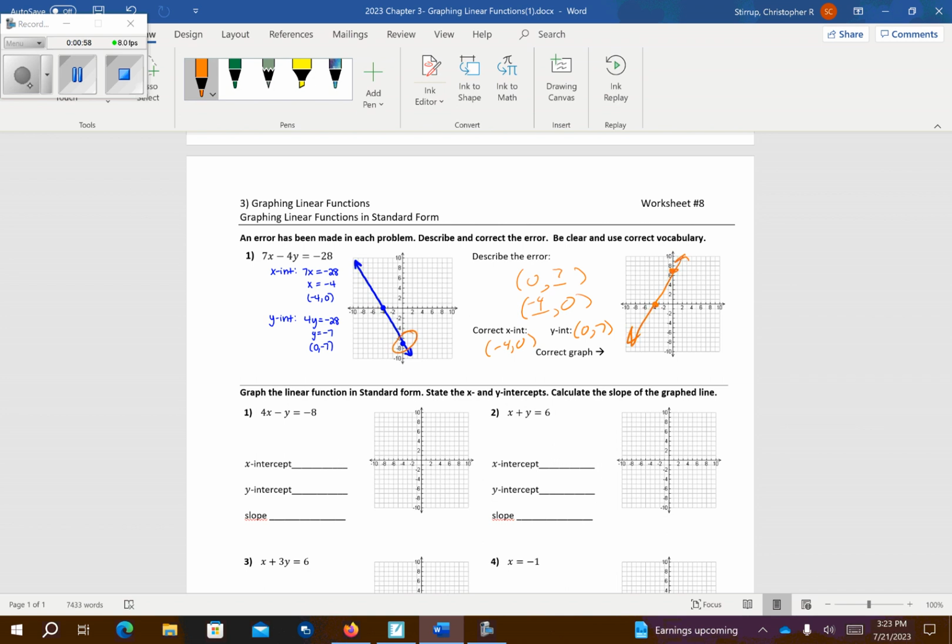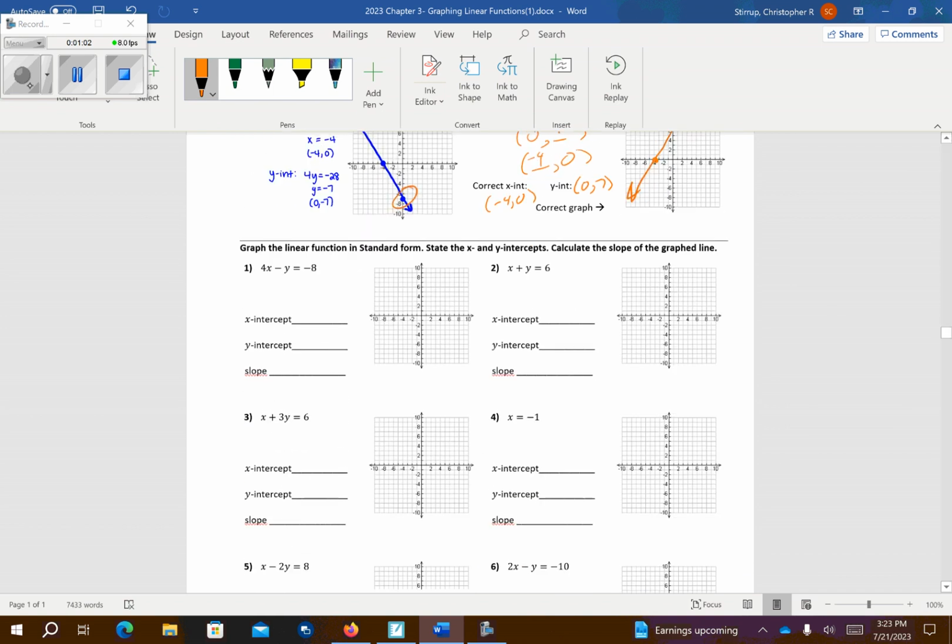Okay. I guess we have two number 1s on the same page, so you guys get a bonus.